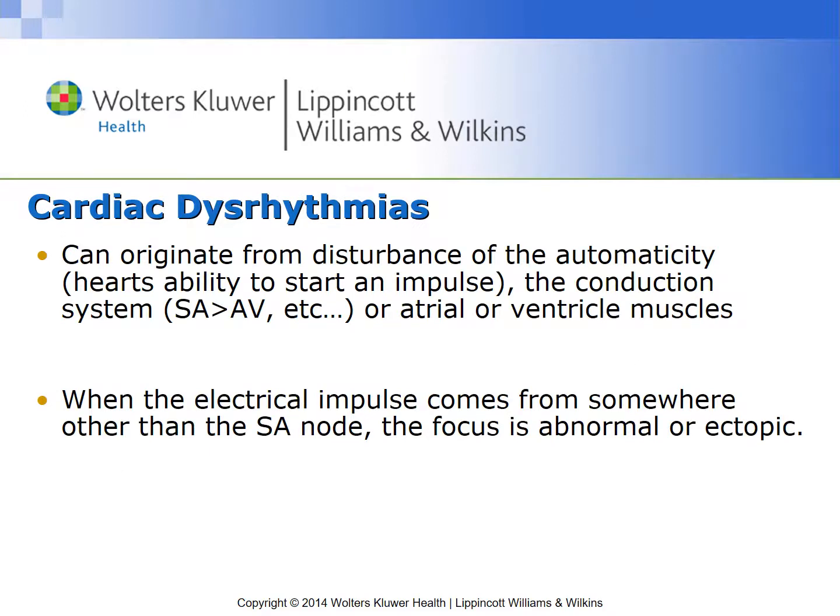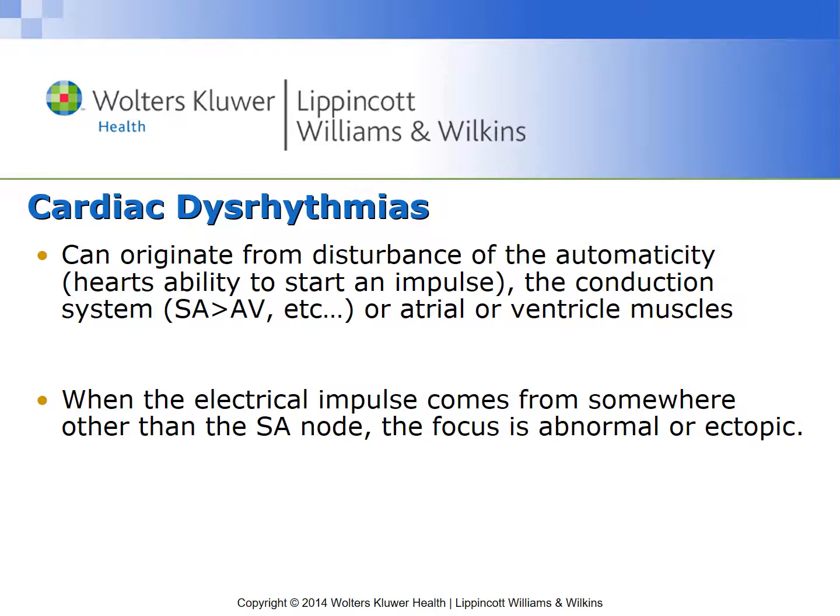Now, cardiac dysrhythmias can come from anywhere. Anywhere there's disturbance of that automaticity, the heart's ability to start an impulse. It can originate from disturbances of the conduction system, the SA and AV pathway that we talked about, or it can be from atrial or ventricular muscles having an issue. When the electrical impulse comes from somewhere else other than the SA node, the focus is abnormal, or they refer to it sometimes as ectopic.